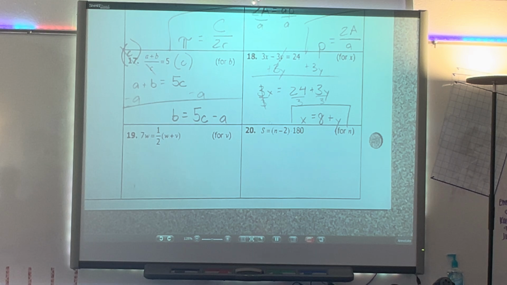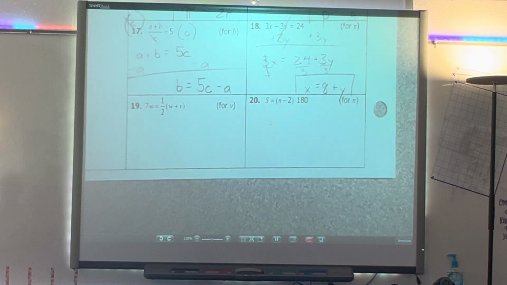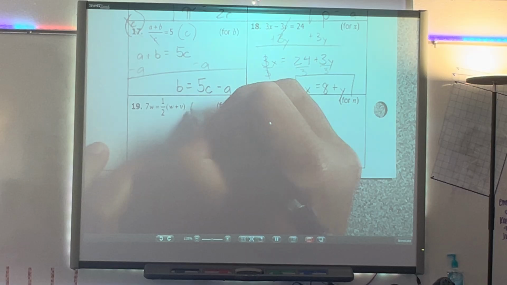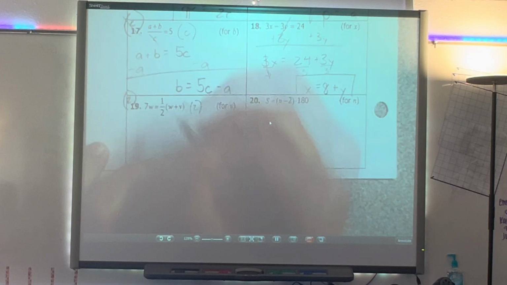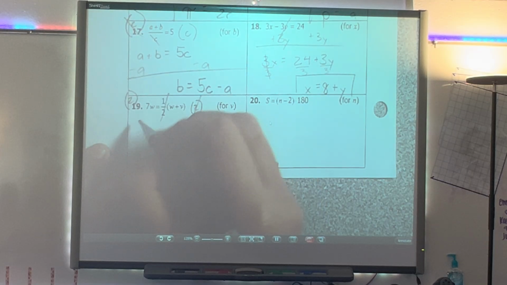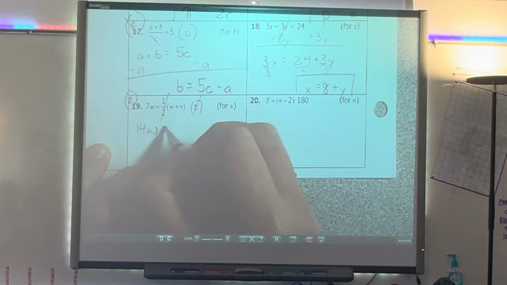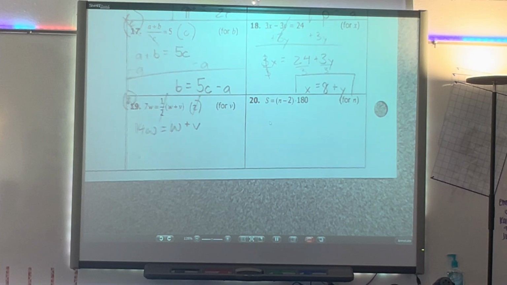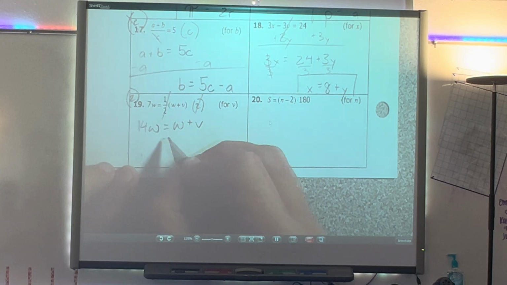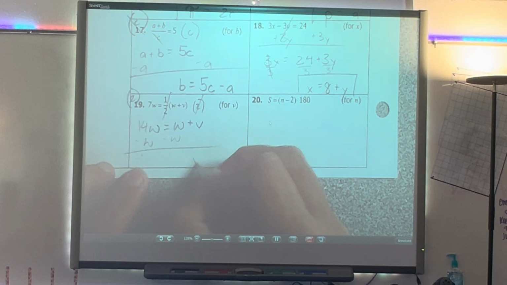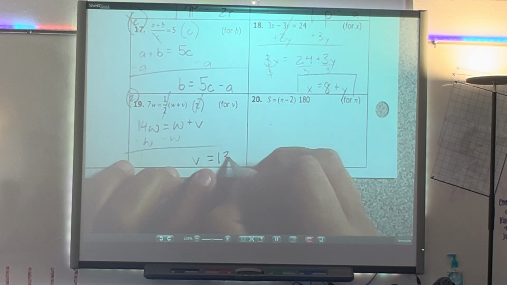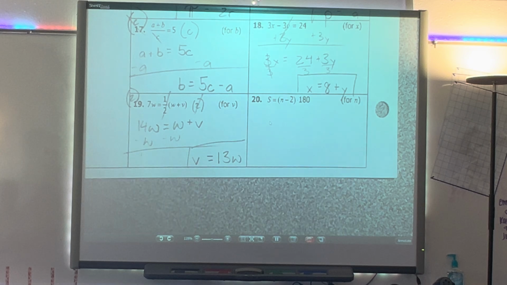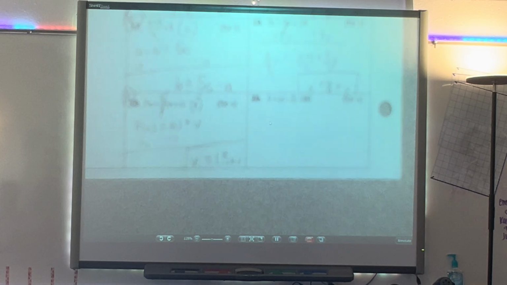Everybody okay there? Alright. Based on what I said earlier, what do I want to get rid of first? The half, so I'm going to do what? Multiply both sides by 2. Okay, so that cancels with that. So I've got 14W is equal to W plus B. Now subtract W from both sides. So I've got B is equal to, looks like 13W. Everybody okay there? Alright, last one.